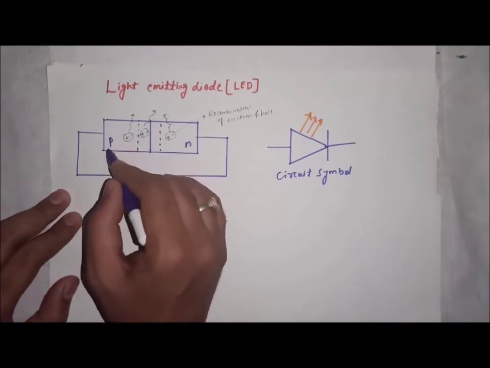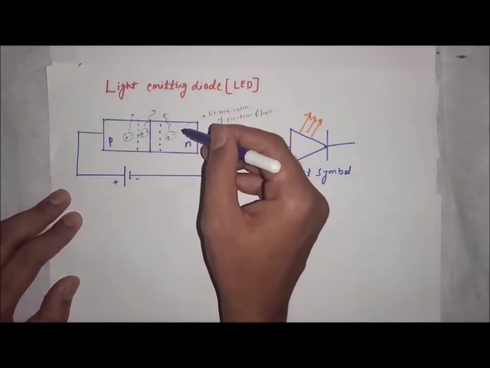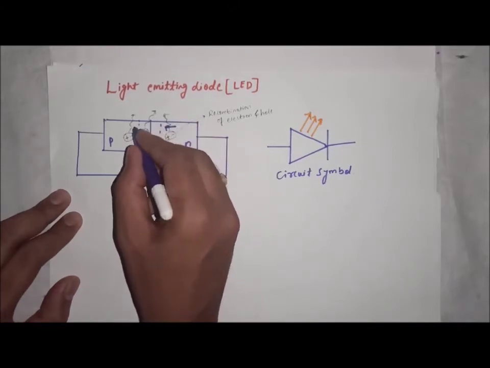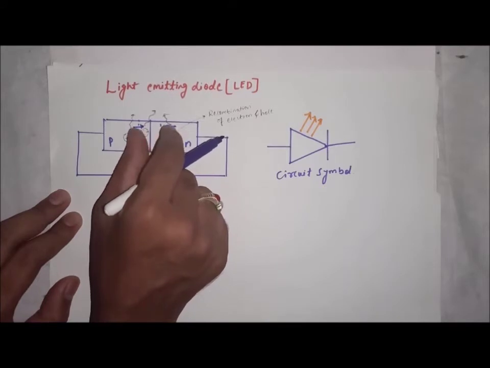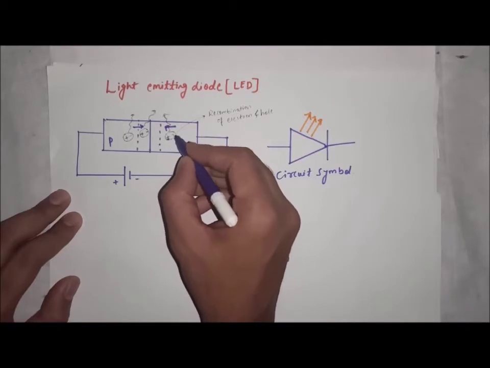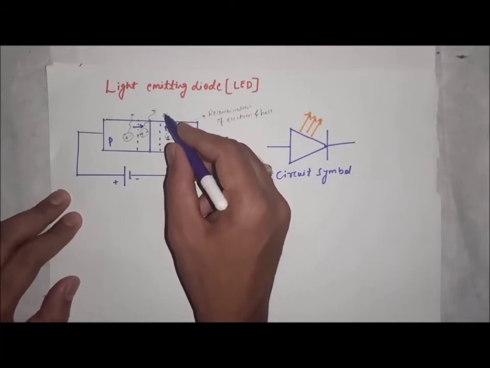The majority charge carriers, holes from the P side and electrons from the N side, move towards the depletion region. Electrons move towards the depletion region and holes move towards the depletion region, and these two will combine. Once holes and electrons combine, it releases energy, and this energy is light energy you will get. So that light is visible. So visible light you will get.